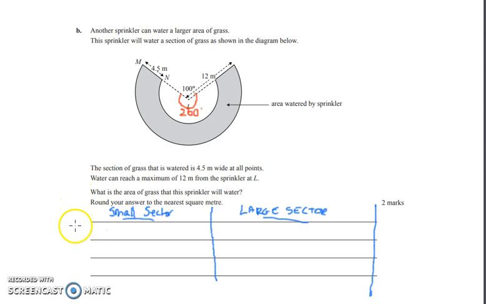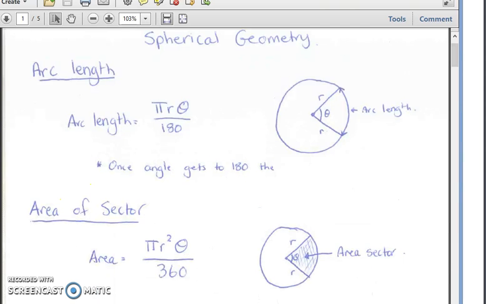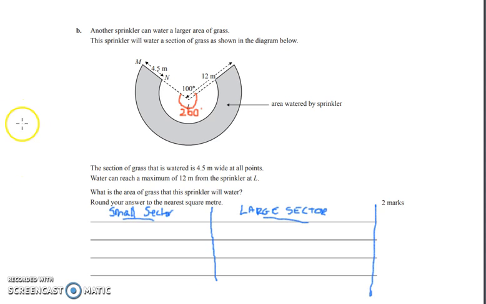The first thing we need is our formula. The area of a sector formula is pi r squared times theta over 360. So area equals pi r squared theta over 360, and we'll use this formula in both sections. First off, the small sector. Let's work out the radius of the small circle, which is from here out to there. We're looking at this white circle.